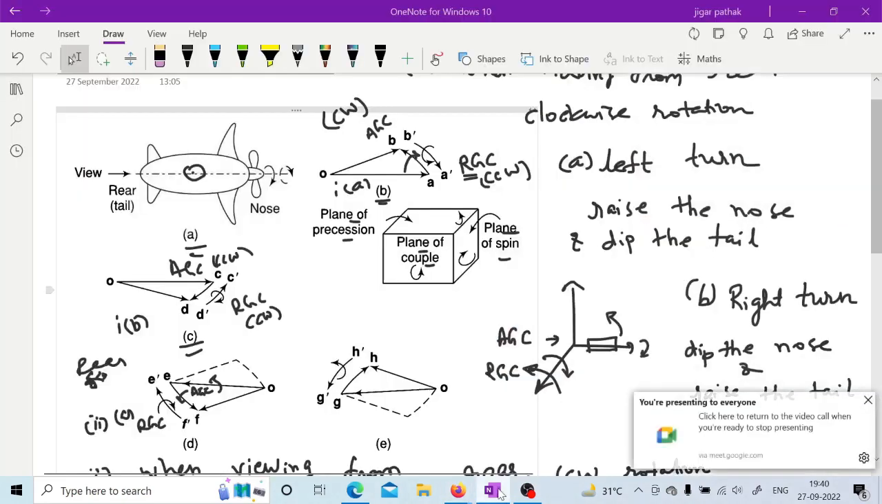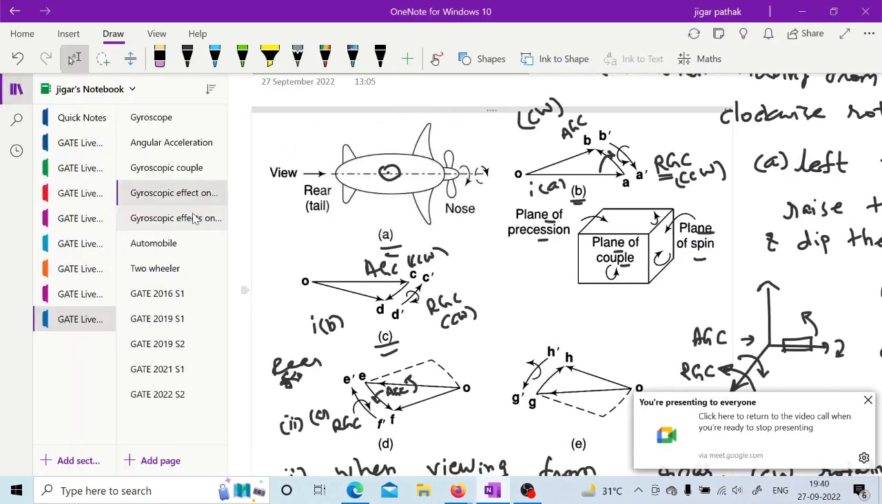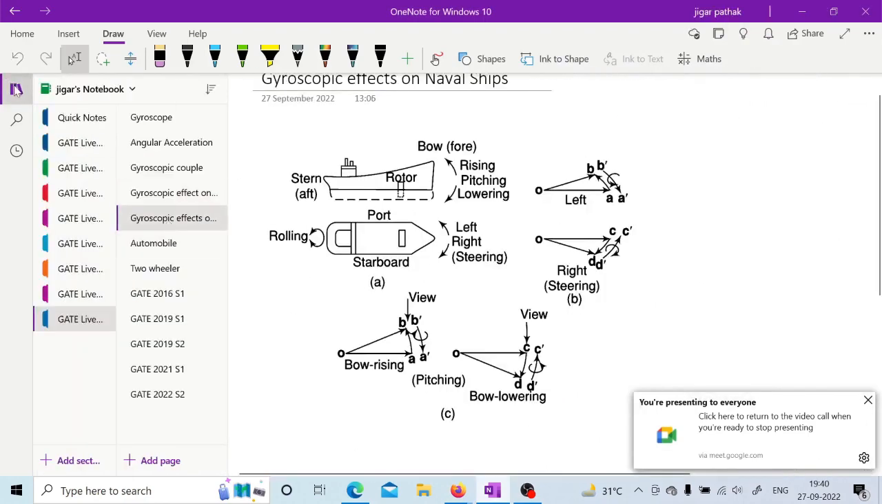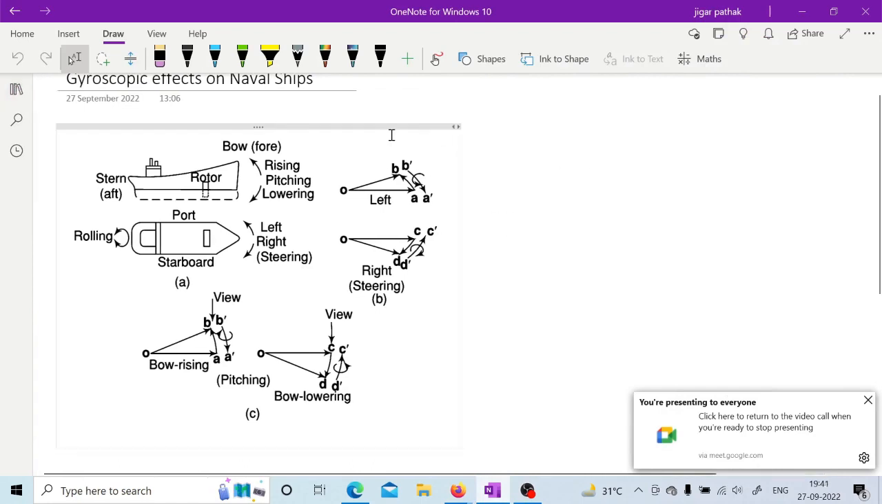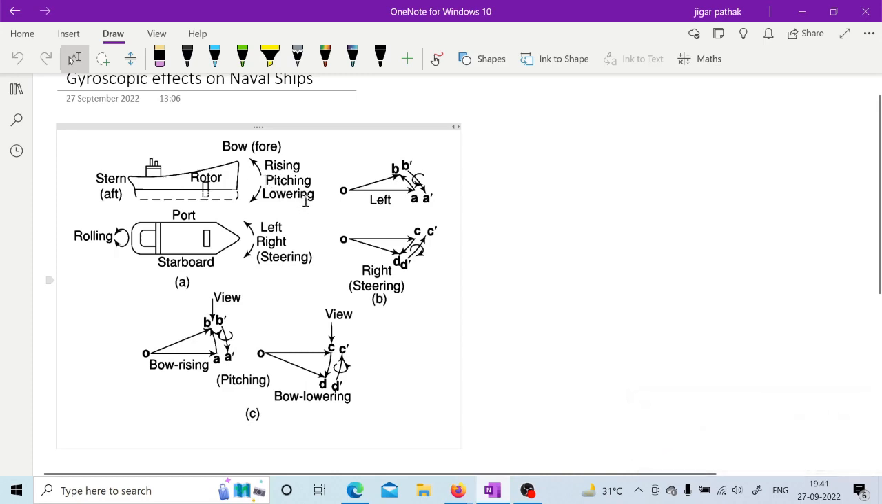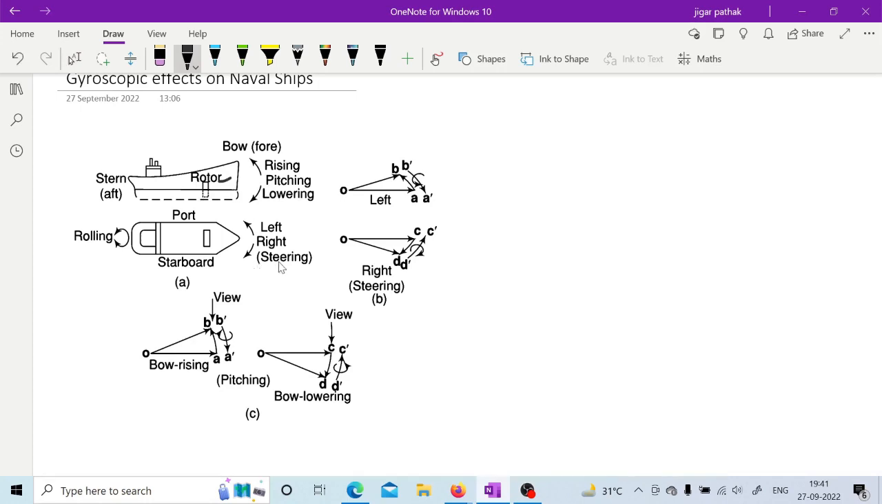Yes, sir. Okay, so now let us go to the next, that is gyroscopic effect on naval ships. For naval ships, first you have to have an idea of the different terminology. Stern means the back side, bow means the front side. Then here you are given the rotor, as you can see mentioned here. Now if you see this, this may be the rotor.